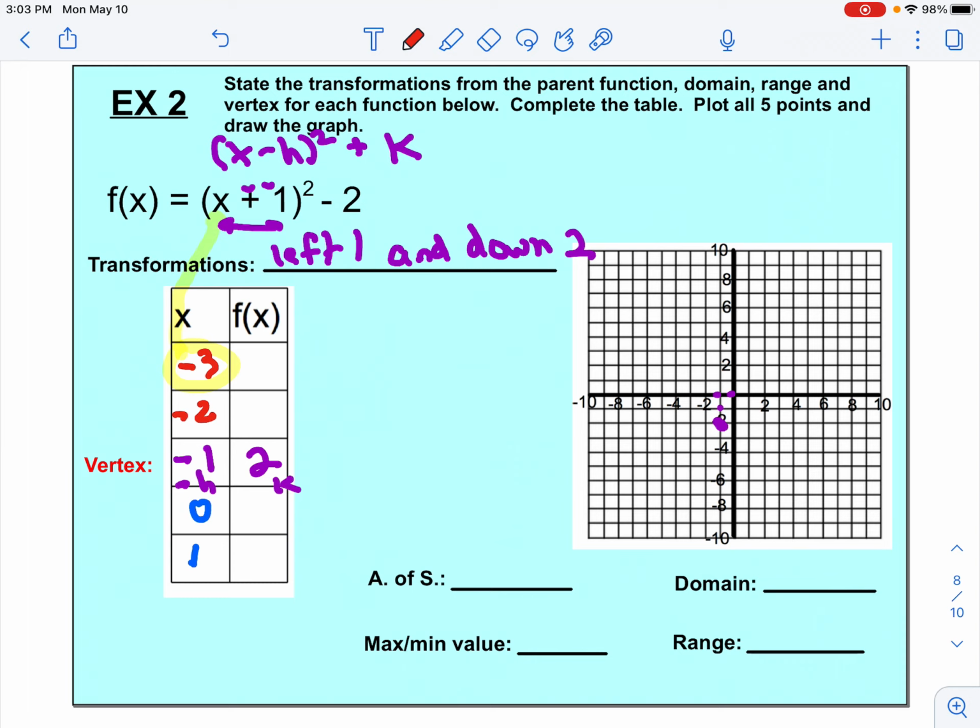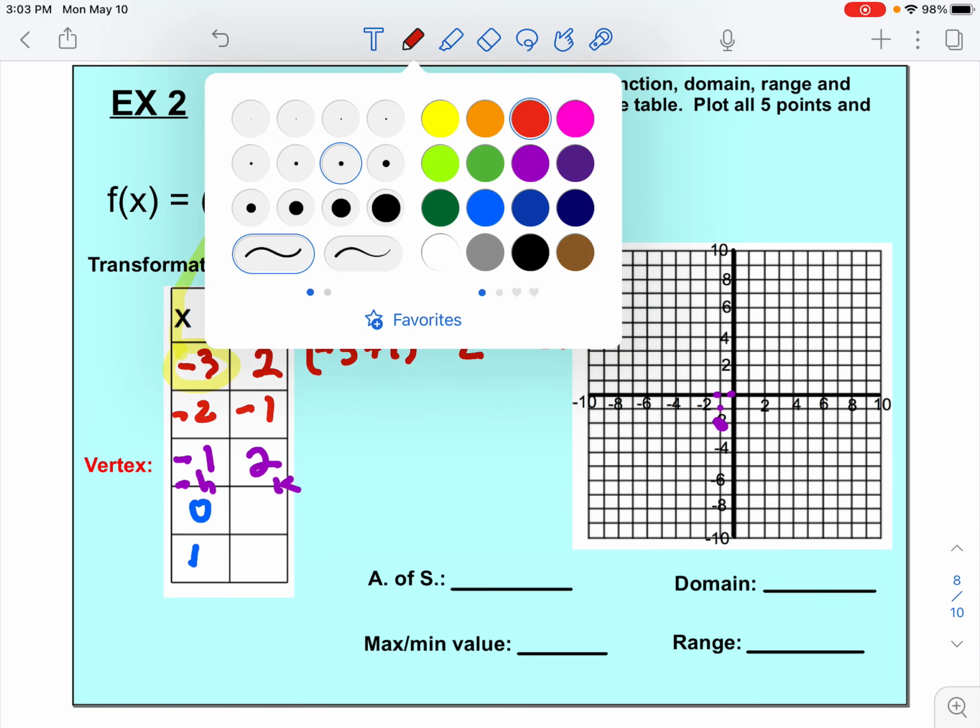So again, I am going to take -3 right here and plug it into the equation for x. Write the equation exactly like you see it, parenthesis, -3 plus 1 squared minus 2. Type all of that into your calculator. -3 plus 1 in parentheses squared minus 2 equals, and that gives you 2. Okay, then put in your -2. You'll make far fewer mistakes if you just use your calculator on this. That gives you -1.